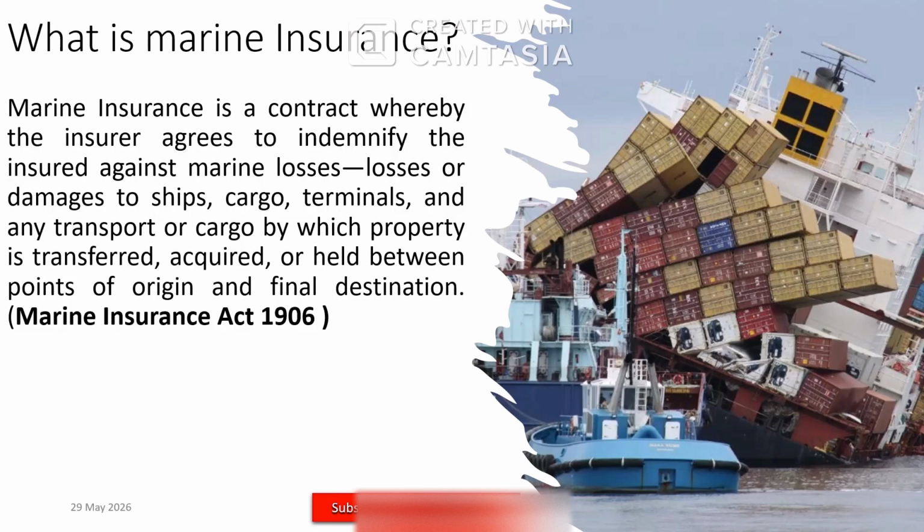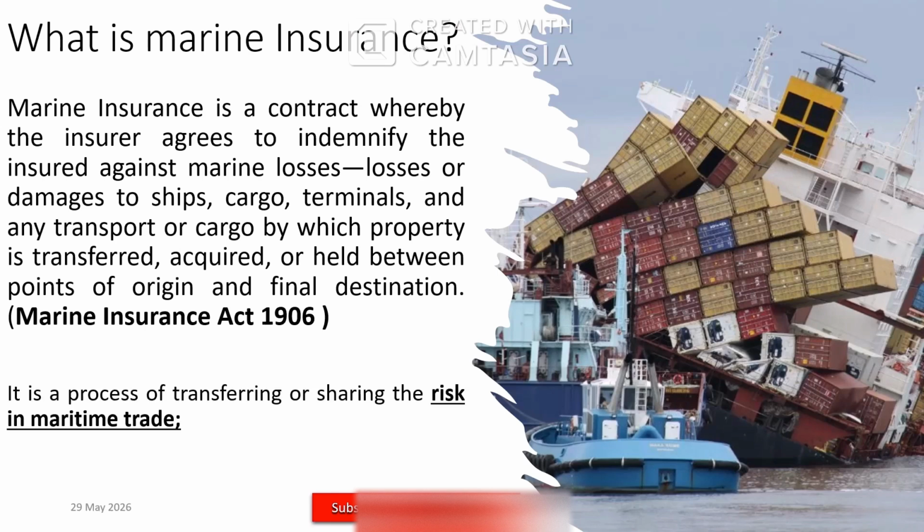What is marine insurance? Marine insurance is a contract whereby the insurer agrees to indemnify the insured against marine losses or damages to ship, cargo, terminals, and any transport or cargo by which property is transferred, acquired, or held between points of origin and final destination. This definition is given by the Marine Insurance Act. So as per the Marine Insurance Act, marine insurance is a contract whereby the insurer agrees to indemnify the insured against marine losses. It is a process of transferring or sharing the risk in maritime trade, right? So it is very commonly used in the maritime industry.